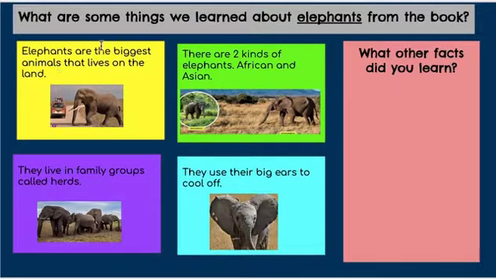Well, we learned elephants are the biggest animal that lives on land. They live in family groups called herds. There are 2 kinds of elephants, African and Asian, and they use their big ears to cool off. So now I want you to answer what other facts you learned. And this slide will be in Seesaw for you to record or type your answer.